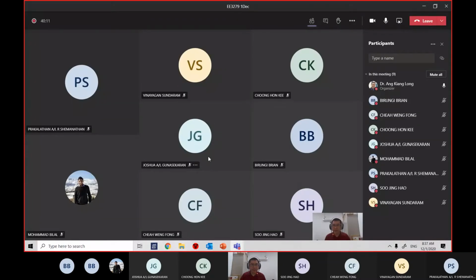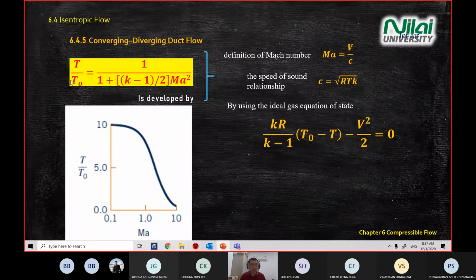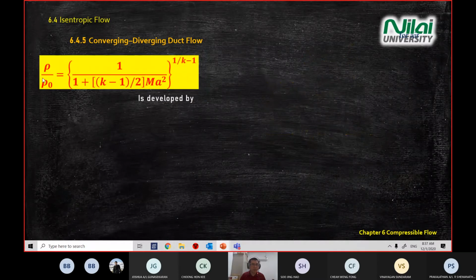Okay, I'll let Vina. Vina, are you there? Yes, sir. Okay, so these three equations, T over T0 with the stagnation temperature, or P divided by P0, or density over density 0 with the stagnation. When do we use these three equations? To find the ratio. Yeah, we know from mathematics it is to find the ratio. In what scenario? Do we use it in an incompressible case or a compressible case?